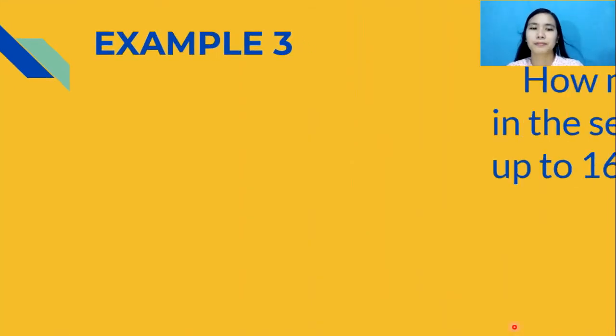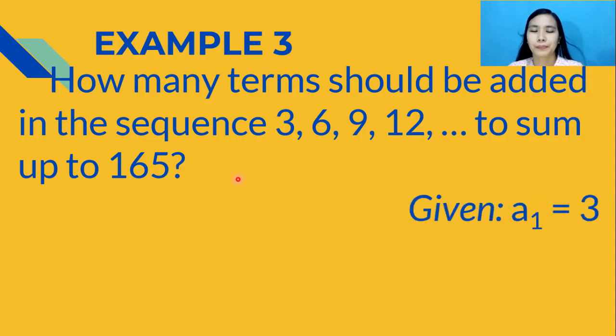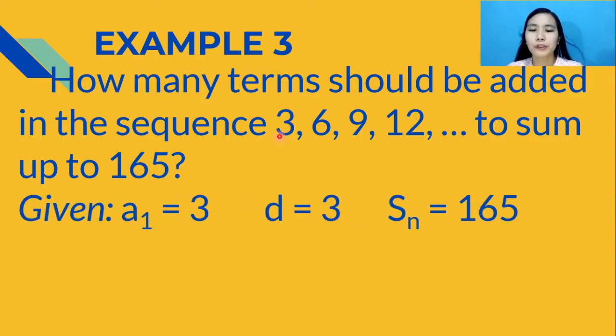Example number 3. How many terms should be added in the sequence 3, 6, 9, 12, and so on to sum up to 165? The given are the first term, which is 3, the common difference, 6 minus 3, 9 minus 6, 12 minus 9, which is equal to 3, and the sum, which is equal to 165.